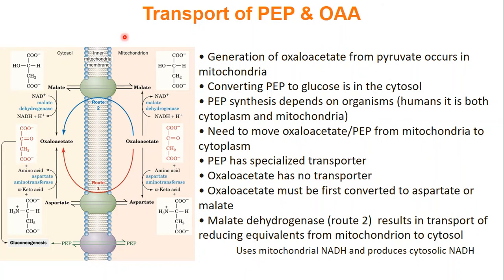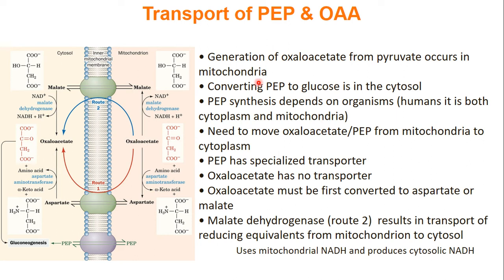In this video, we're going to continue our discussion of gluconeogenesis. So where we left off is that we made oxaloacetate from pyruvate, and that is made in the mitochondria. Now, the rest of the steps of gluconeogenesis, converting PEP to glucose, that is done in the cytosol.